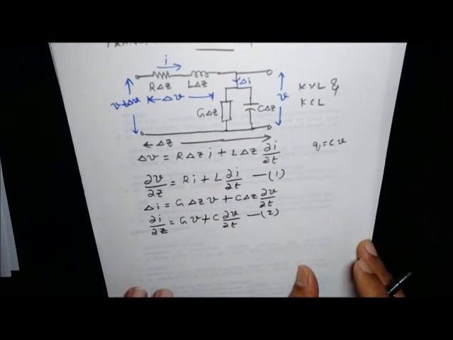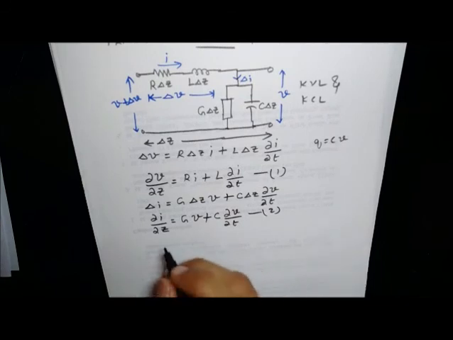So we'll eliminate one of these. What I do first is we'll eliminate I. So I differentiate this again with respect to z.